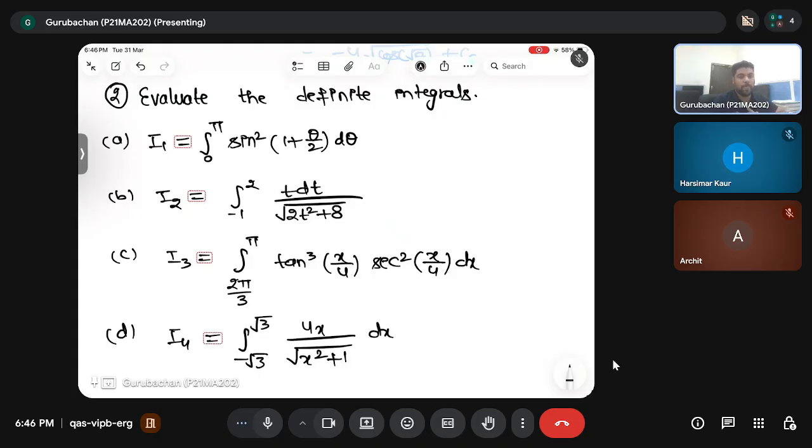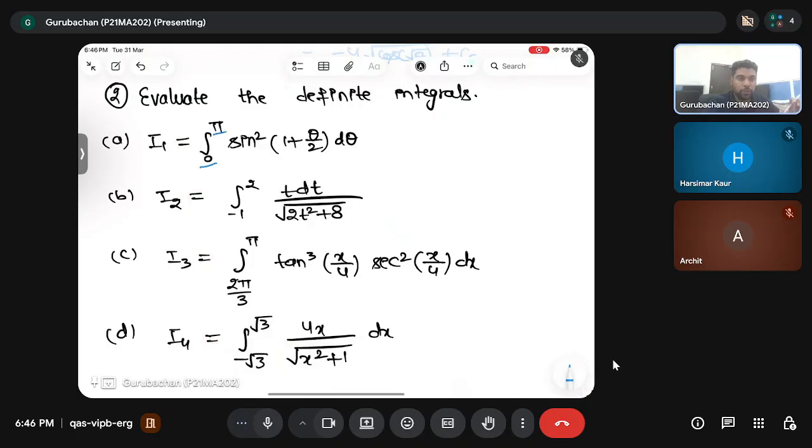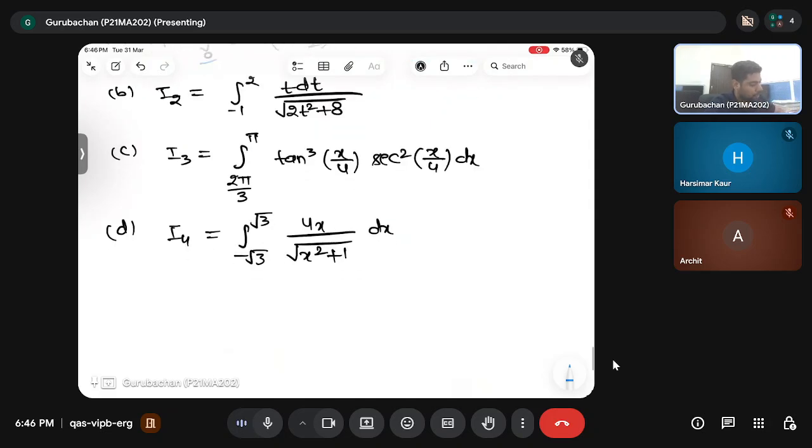Try this on. Just make sure that whatever you substitute, with respect to that substitution, your limits are also going to change. So for example, I am telling you the general approach.